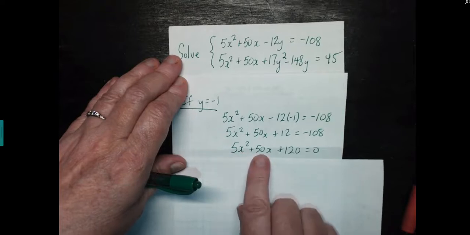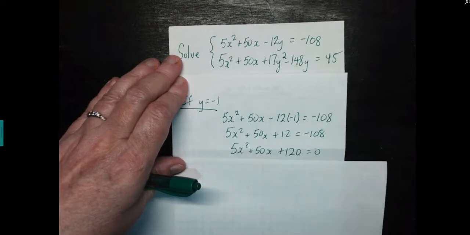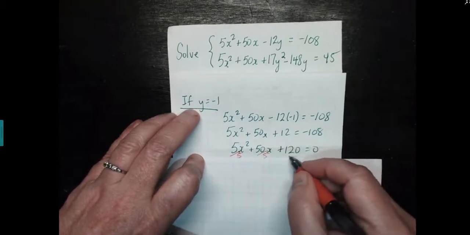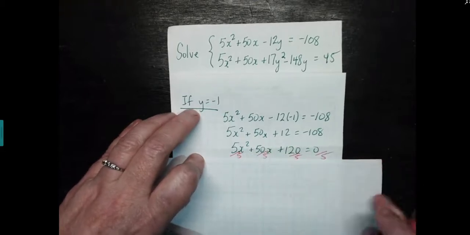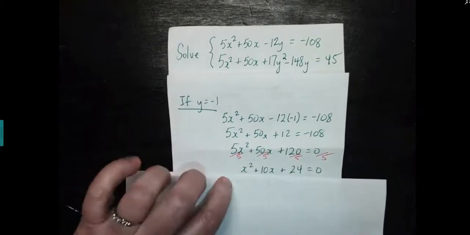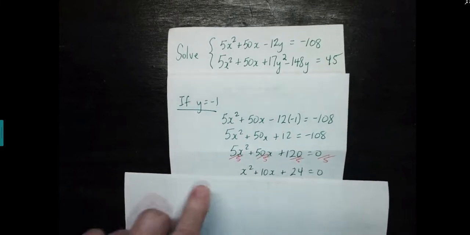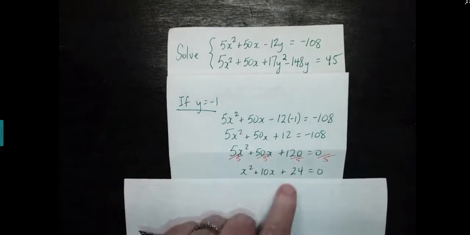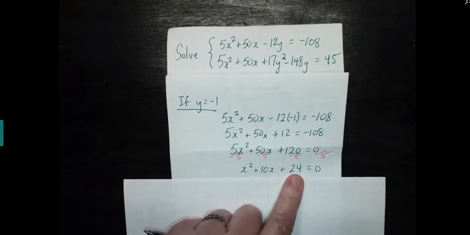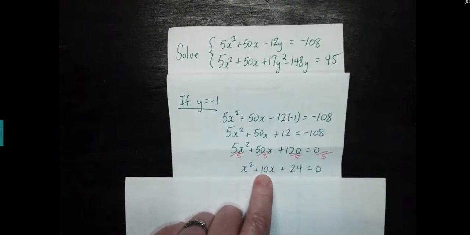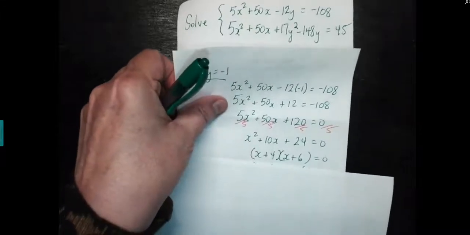And every term here is divisible by 5. So I'm just going to divide everything by 5. And so I'm going to be left with x squared plus 10x plus 24 equals 0. Again, that is easy to factor. Two numbers that multiply together to give me positive 24, but at the same time add up to give me 10. Well, 4 and 6 will do that, so I can factor that.